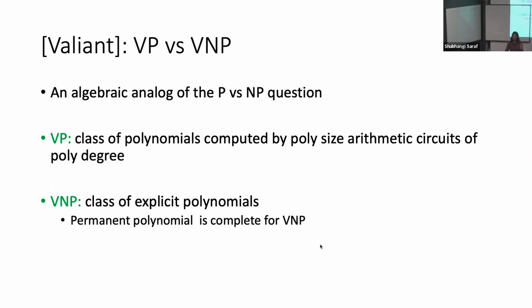Is there someone here who doesn't know the permanent polynomial? So everybody's aware of it. The permanent is an example of an explicit polynomial, and it's a big open question to show that it cannot be efficiently computed.